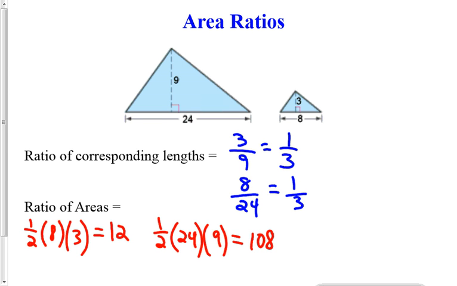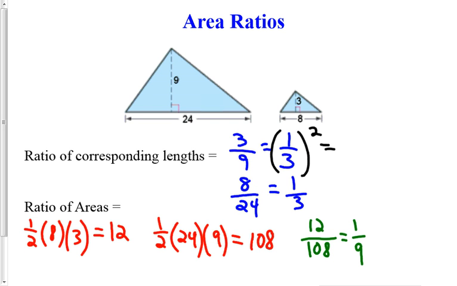So if we take the area of the small triangle over the area of the big triangle, we have 12 over 108, which reduces to 1/9. Now the question is, what is the relationship between the ratio of the corresponding lengths and the ratio of the areas? So we take 1/3, which is the ratio of the corresponding lengths, and if we squared that ratio, we'd end up with the ratio of the areas, 1/9.